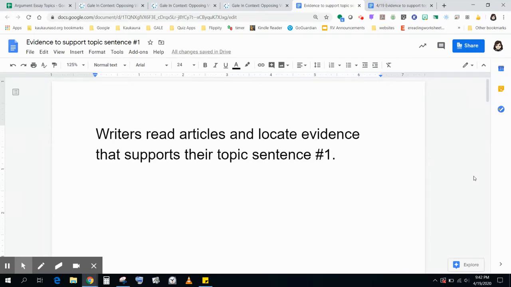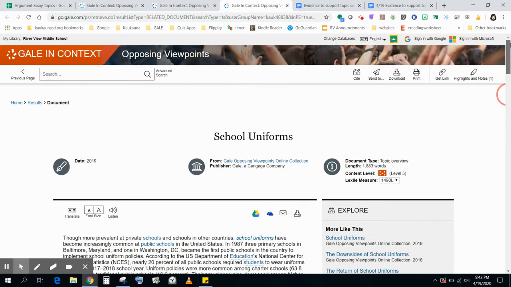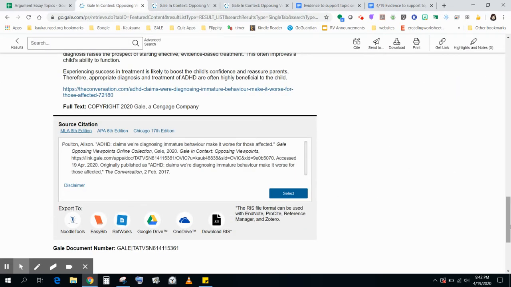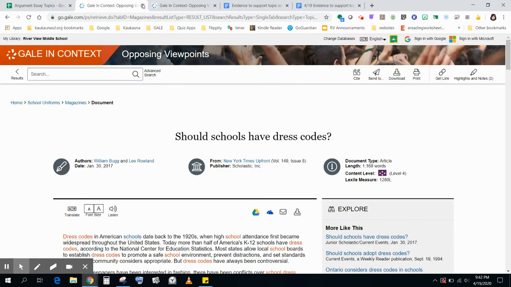Today, writers, our focus is to read articles and locate evidence that supports topic sentence number one. In advance of this work today, I have already found the articles that have information that supports topic sentence one, and I have the tabs open for the articles that I will be using today.